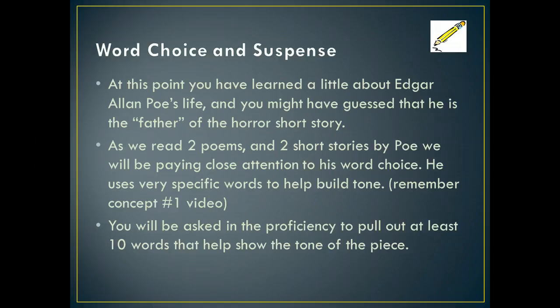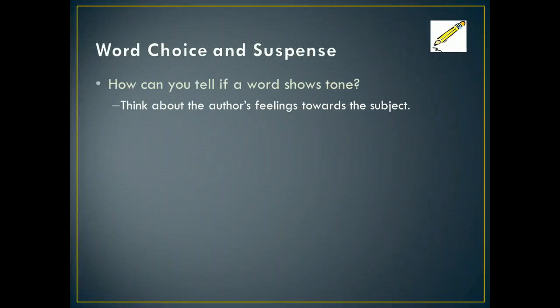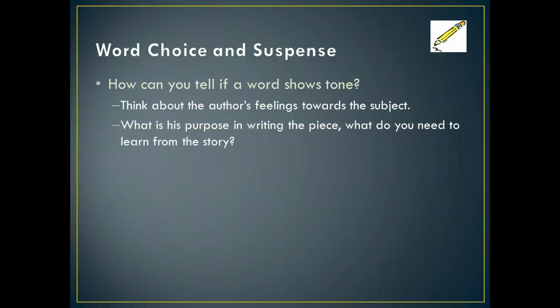You're going to be asked on this proficiency to pull out at least 10 words that help show the tone of the piece, and that is not difficult, so I'm not going to spend too much more time on it. But how can you tell if a word shows tone? You need to be thinking about the author's feelings towards the subject. What is his purpose in writing the piece? What do you need to learn from the story?